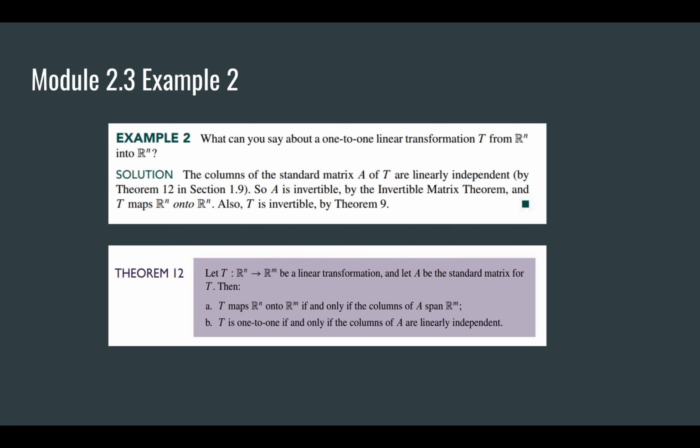And then for module 2.3, example 2, what can you say about a one-to-one linear transformation T from Rn into Rn? The solution to this is the columns of the standard matrix A of T are linearly independent by theorem 12 in section 1.9, theorem 12 being right below. So A is invertible by the invertible matrix theorem, and T maps Rn onto Rn. Also, T is invertible by theorem 9. So since we know that A is invertible by the invertible matrix theorem, we know for certain that the columns of the standard matrix A of T are linearly independent.